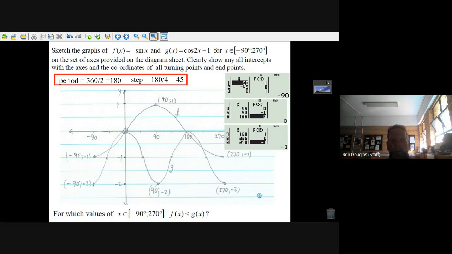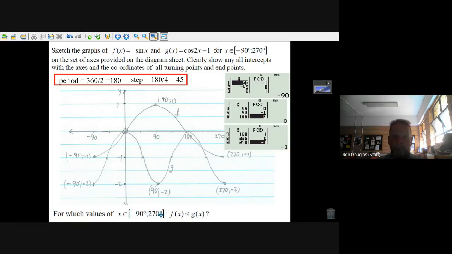Now we're going to look at how we solved this equation. This f of x is sine x and g of x is cos 2x minus 1. We solved it, and we let sine x equal cosine 2x minus 1. And then we solved that trig equation. We found four values that fit between minus 90 and 270.